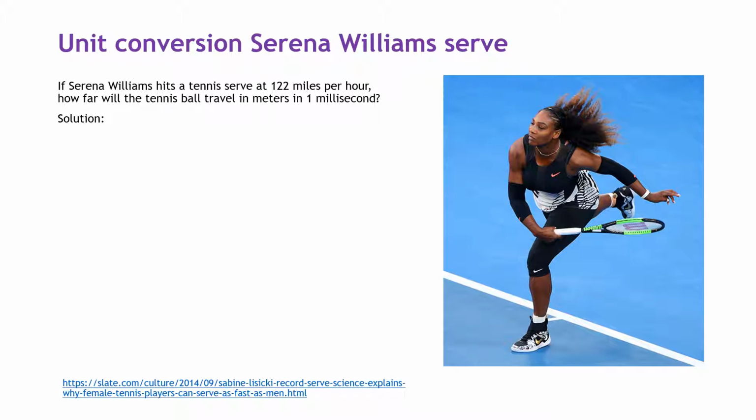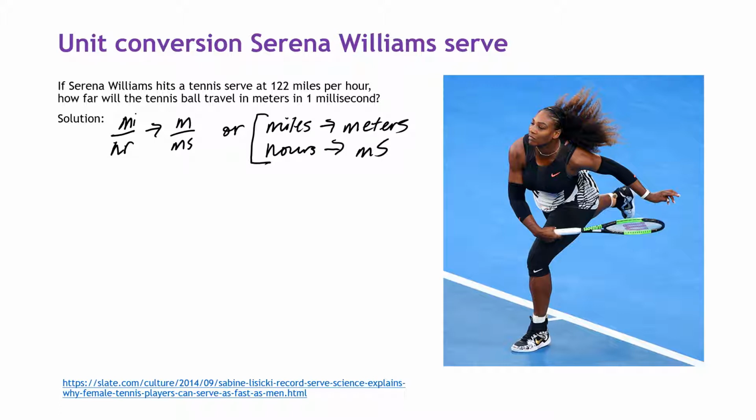So what's our given? Well, I think it's pretty clear that our given is 122 miles per hour. So now we have to ask ourselves, where do we want to go? Essentially, we want to go from miles per hour to meters per millisecond. That means we have to break this down mentally into two different things. We're going from miles to meters, and we're also going from hours to milliseconds.